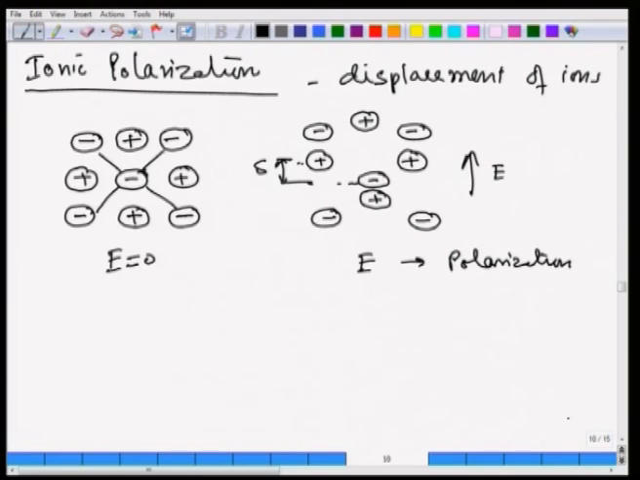This mechanism operates in a frequency range of 10 to the power 12 to 10 to the power 13 hertz. It can operate up to that. Remember, electronic polarization could operate up to 10 to the power 15. This mechanism operates up to a frequency of about 10 to the power 12 to 10 to the power 13 and then drops off. So, if you go to a frequency of 10 to the power 15, you will only see electronic polarization.